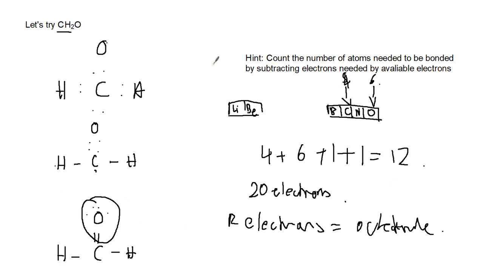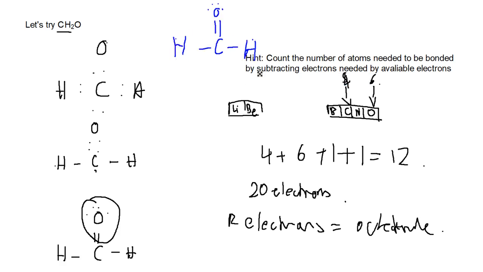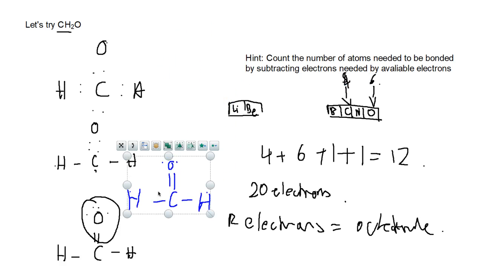So our final molecular structure is H, C, H, O, 1, 2, 3, 4. That's our final molecular structure. It does take trial and error, right? Sometimes it takes trial and error, but this is our final molecular structure. Let's try C2H2. Now, since it's C2, there's basically 2 central atoms.